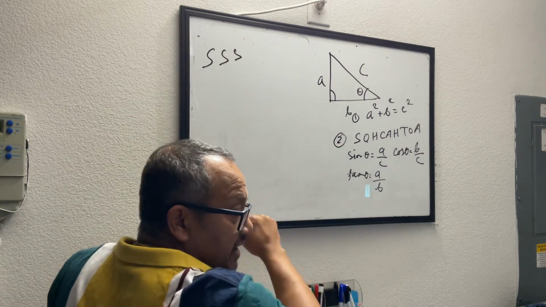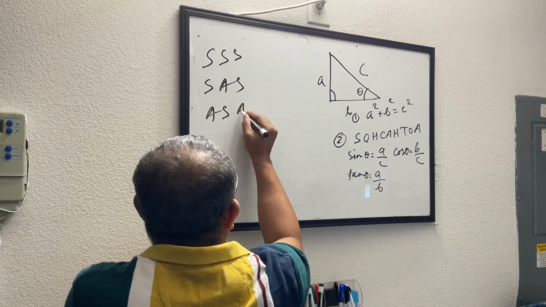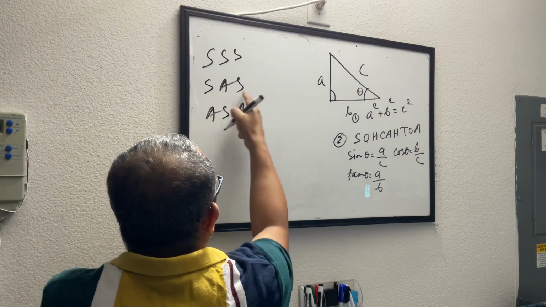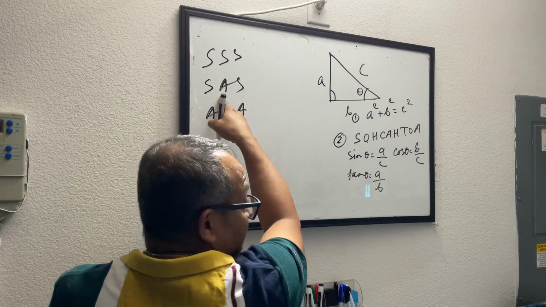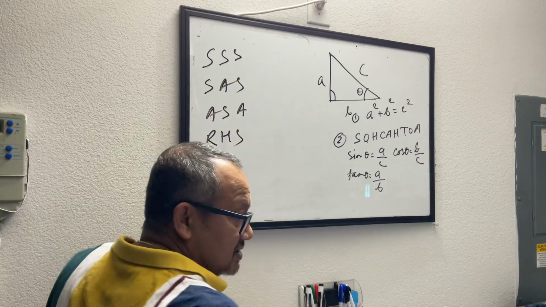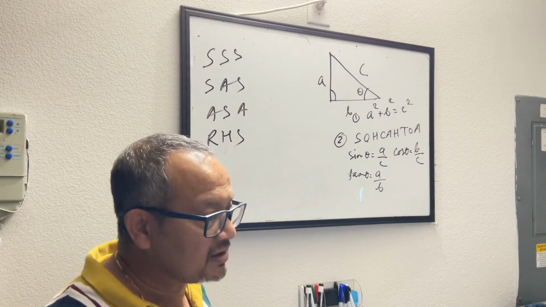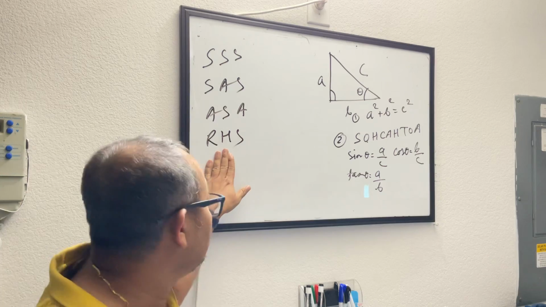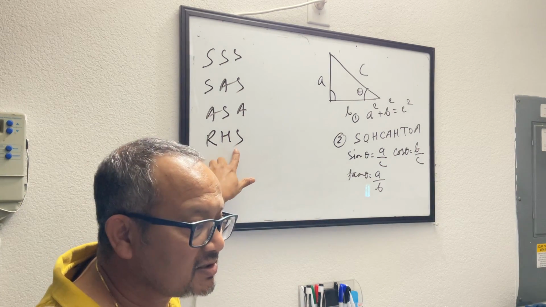At least with respect to triangles: side angle side, angle side angle, and angle angle side, which is the same thing as two sides and the angle between them, just the other way around. And RHS, which is the theorem that applies to right angle triangles. It says two right angle triangles will be congruent if the hypotenuse matches and one of the sides matches.